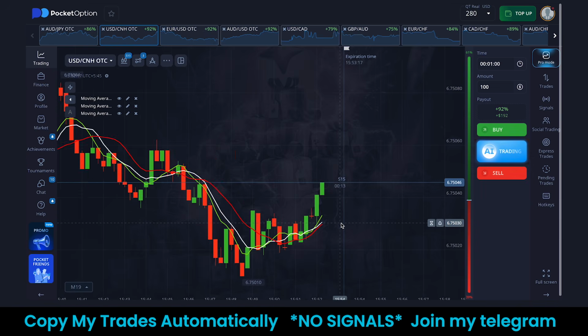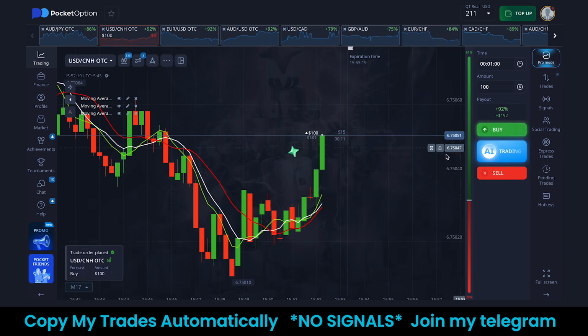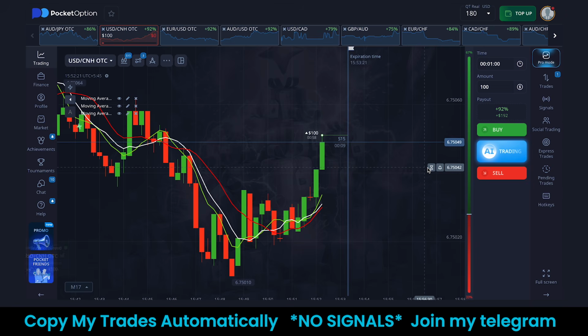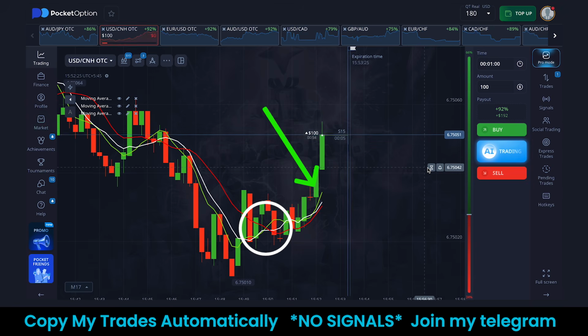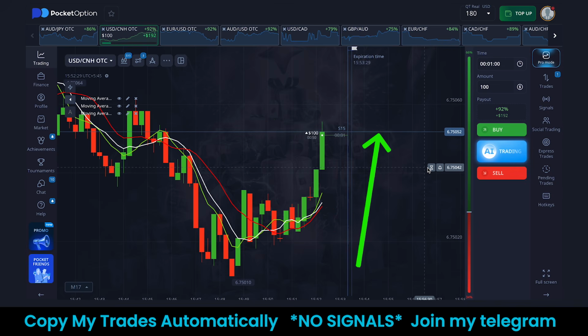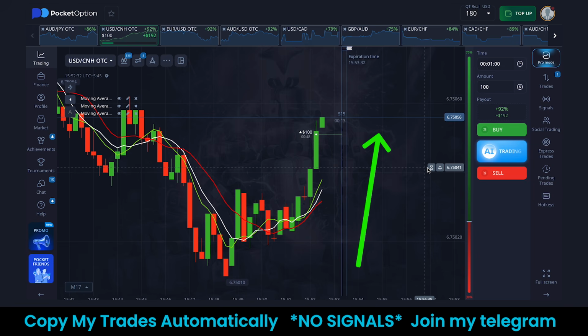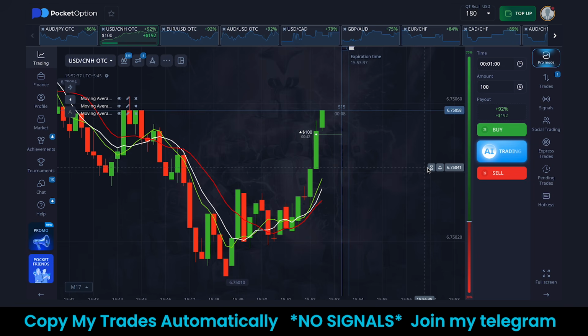Okay, here I got another similar type of pattern and I'm again buying here. The reason I'm buying is, as you can see, all of the moving average lines are intersecting each other and the green line is above and the red line is below, which indicates that the market will go bullish. So let's see if this trade goes profit or loss.